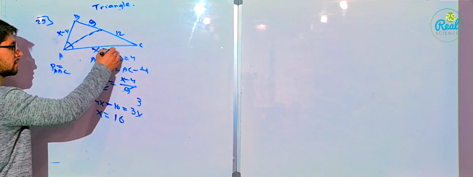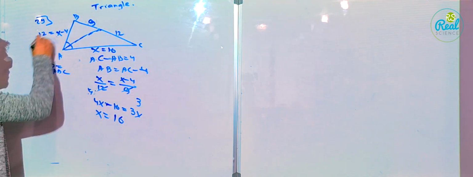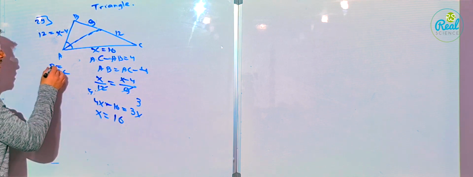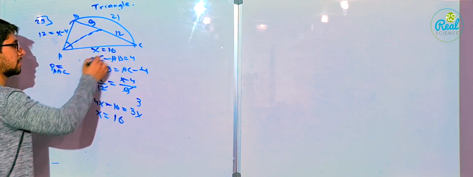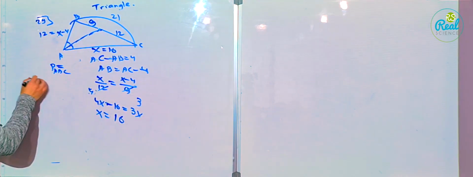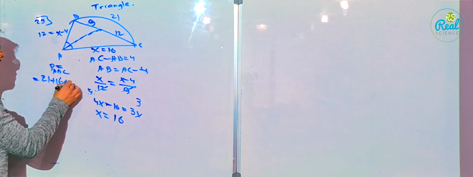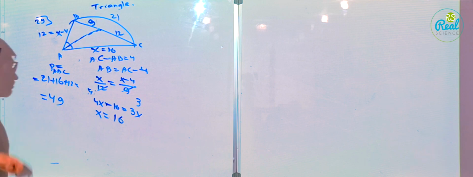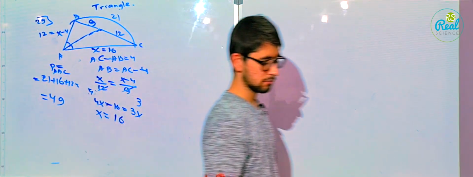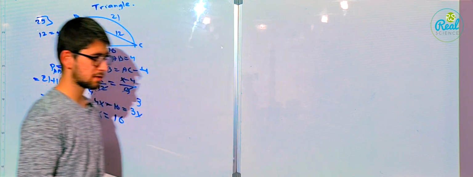So this AC side is 16. Can you find the AB side? 12. Yes, it is 4 less than 16. The perimeter is 21 plus 16 plus 12, and it is equal to 49. So we are just using the property of the bisector.